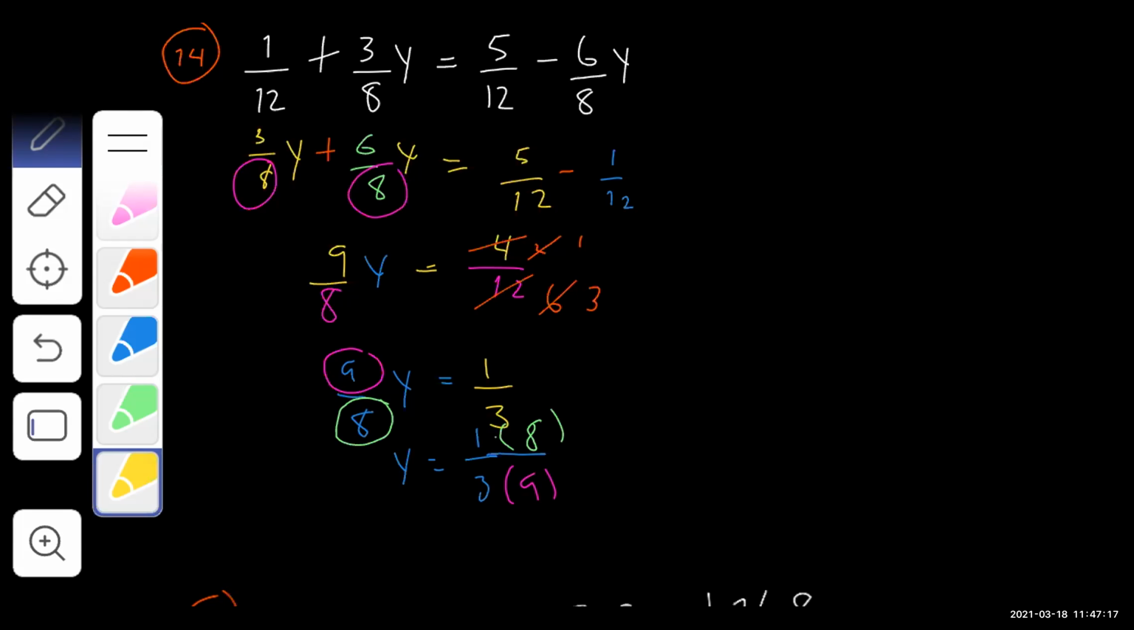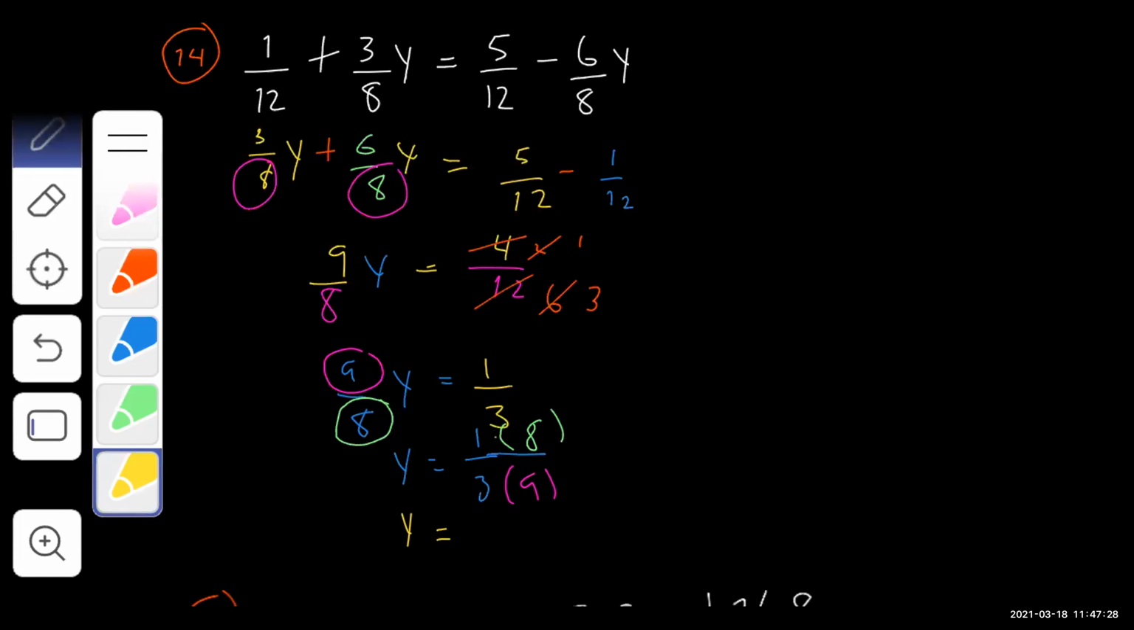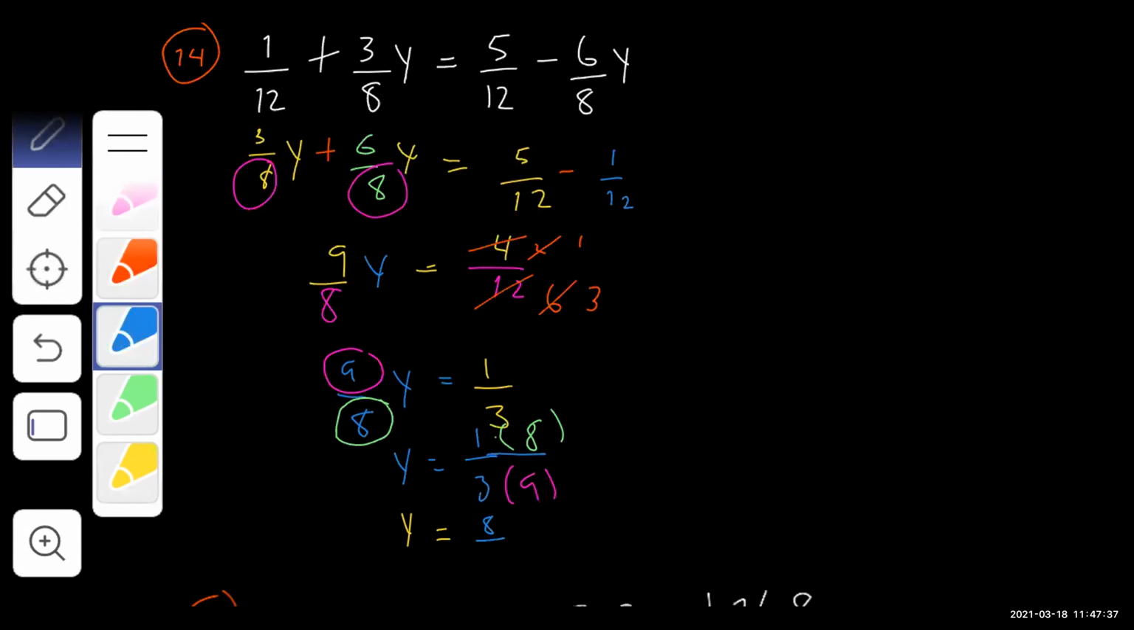Let's simplify. Y is going to be equal to 1 parenthesis 8. It doesn't mean 18, it means multiplication: 1 times 8, which is 8. And then 3 times 9 is not 39, it is 3 times 9, which is 27. And that is the answer.